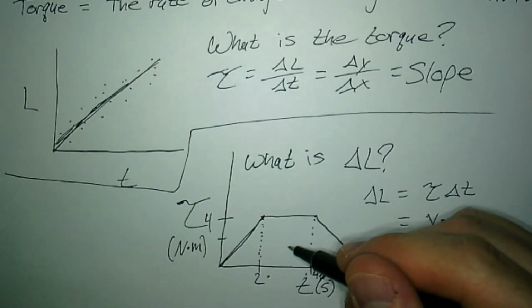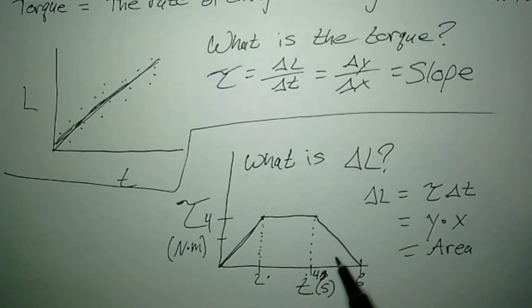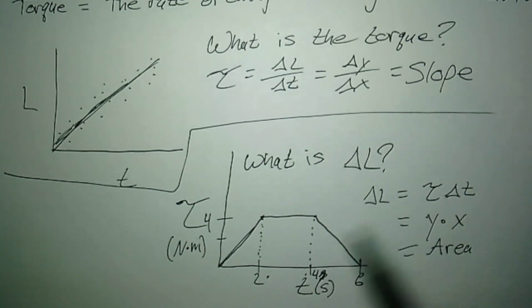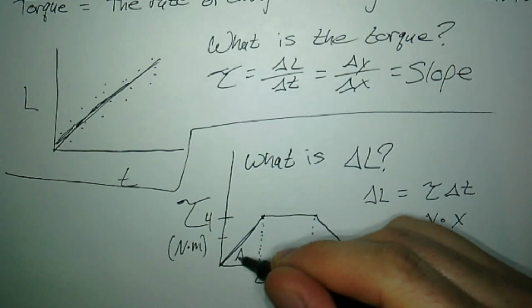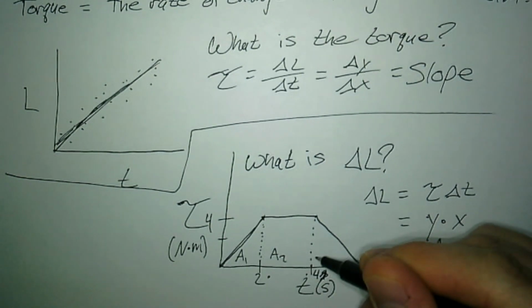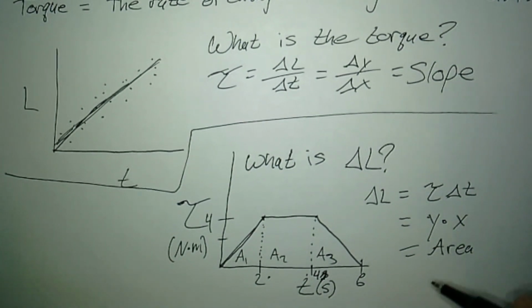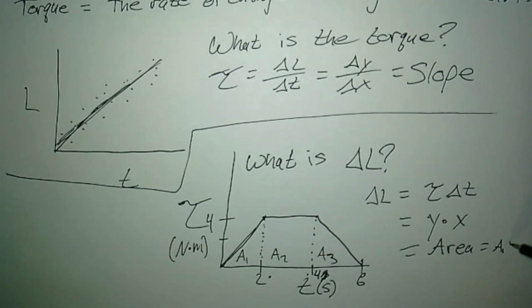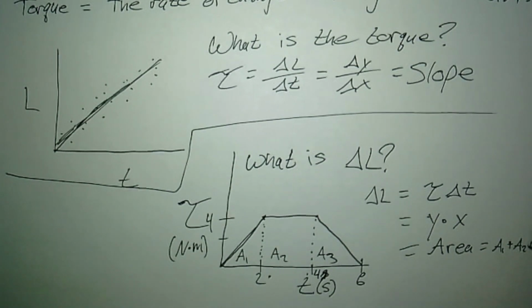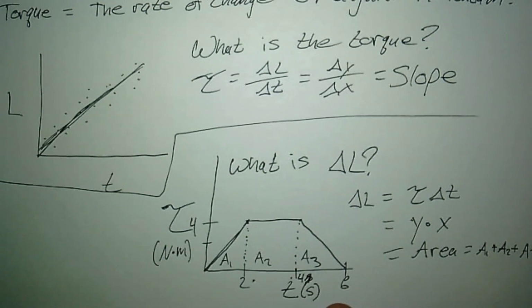You've got triangle 1, square, triangle 2. These are going to have the same area because they're the same height and the same base. So I just need to find the area of this one and multiply it by 2. Let's call them area 1, area 2, area 3. And then the total is going to equal the sum of those: A1 plus A2 plus A3.